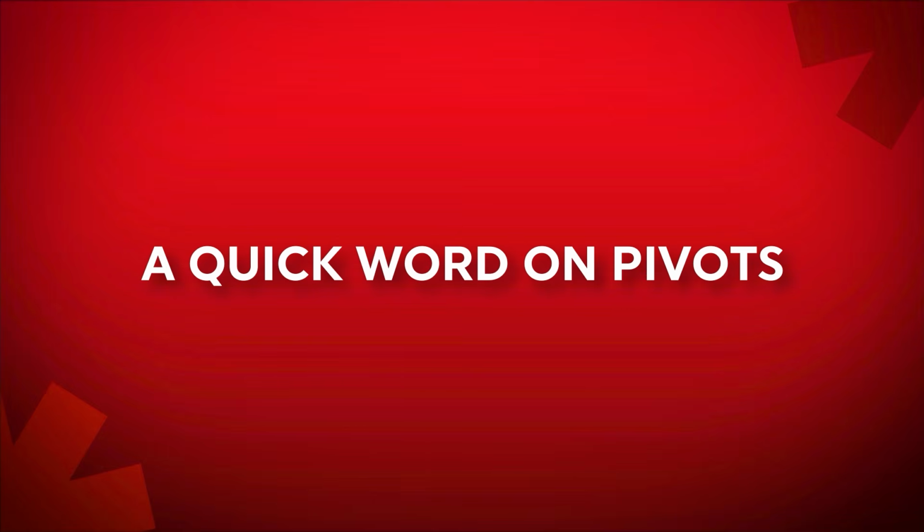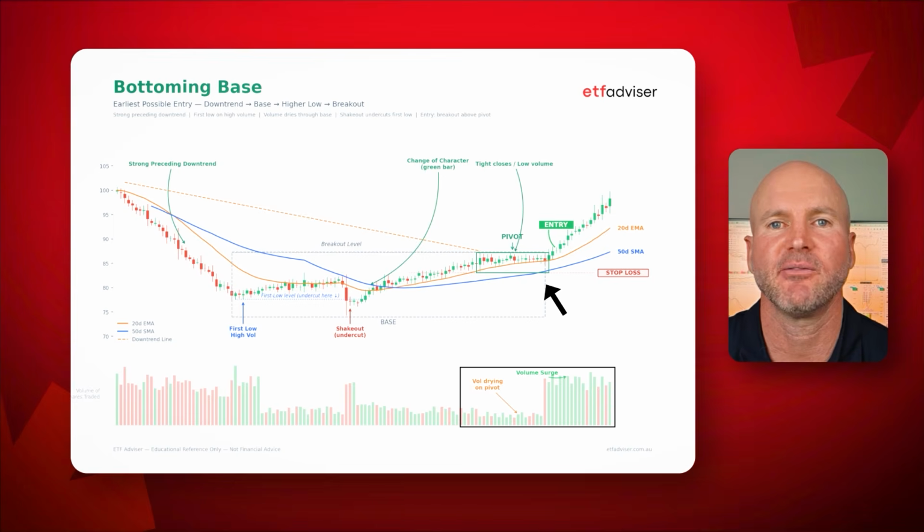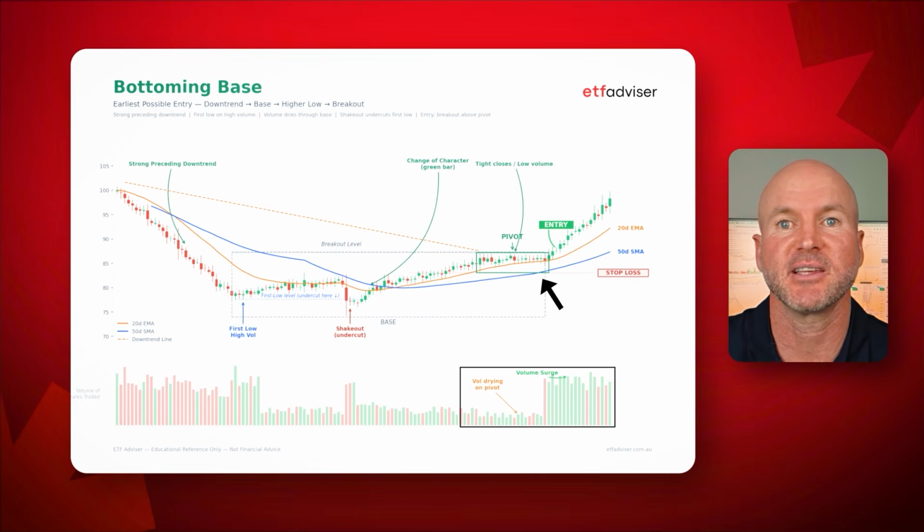A quick word on pivots. A pivot is the specific price level we mark on the chart where the breakout would trigger, the line in the sand between still basing and starting to trend. It's usually the high point of the most recent tight consolidation inside the base, the level where sellers last drew the line. Below the pivot, the setup hasn't fired. Above it, on stronger volume, buyers have taken control.